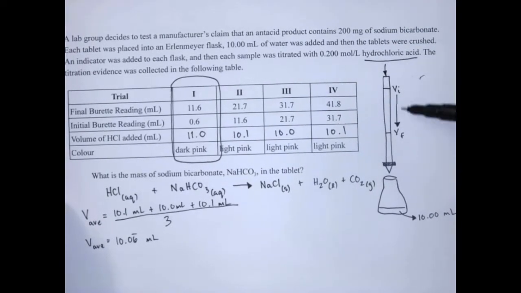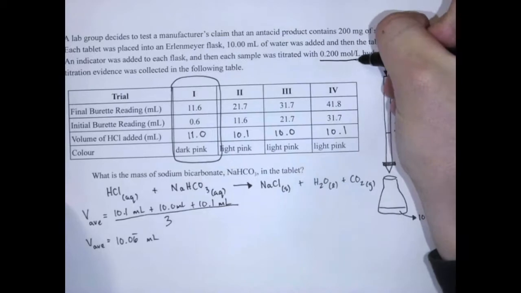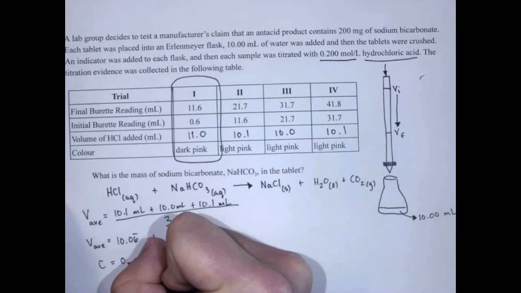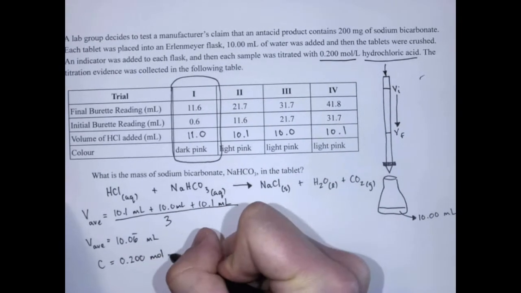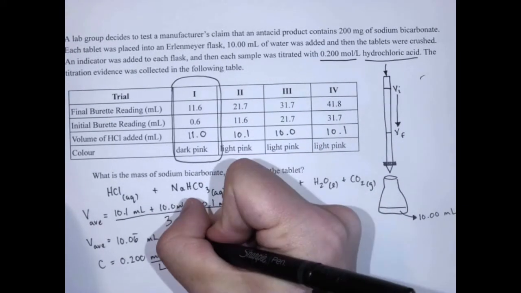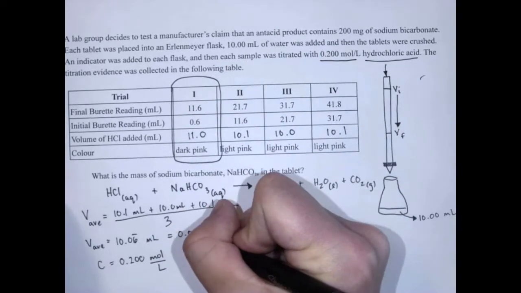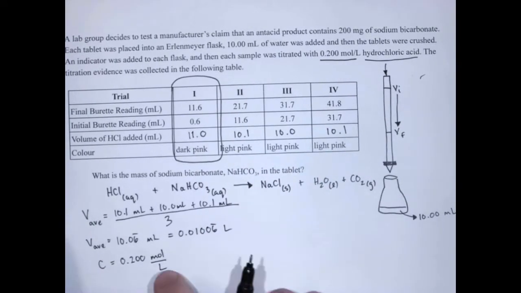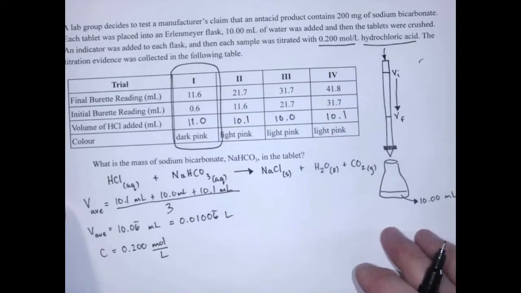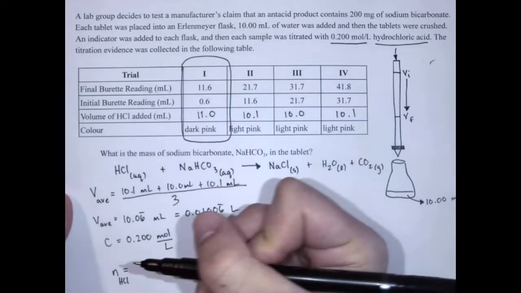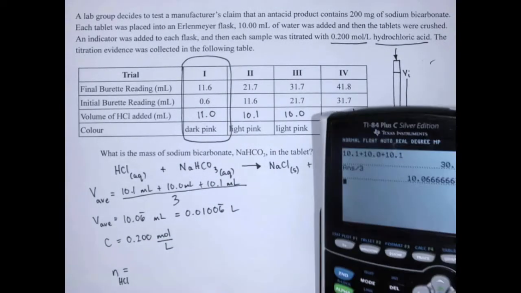Remember, the titrant, the thing in the burette, is usually the thing for which you know the volume and its concentration. And we're told its concentration here. It's 0.200 moles per liter. So with its concentration, we take the volume and convert it into liters, and we can take the concentration and the volume and determine the number of moles of the acid. So the number of moles of hydrochloric acid will be those 2 numbers multiplied by each other.